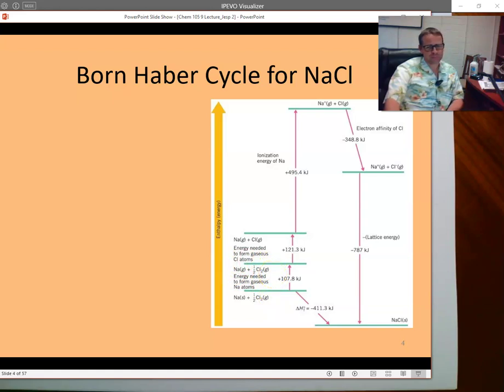I have no idea. I'm confused. All right. Do you see how we have sodium solid and an atom of chlorine gas there? And then sodium turns to a gas in the next state. That's right. So we needed to form gaseous sodium atoms, and that requires energy, right? To take a solid to a gas requires energy. Very good.